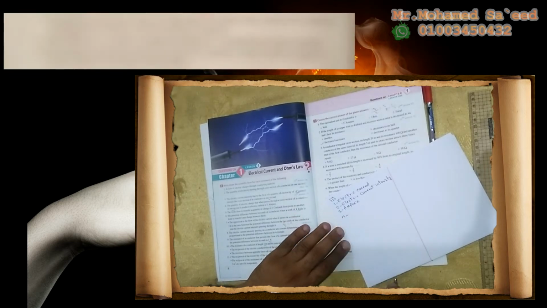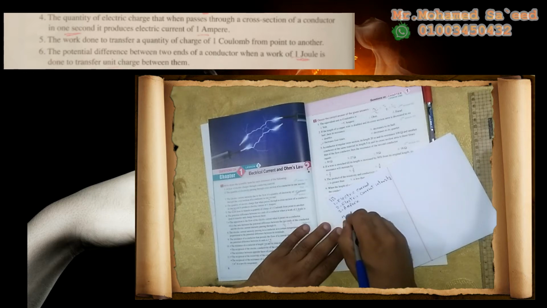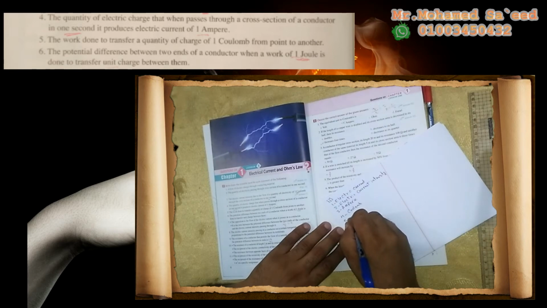Number 4. The quantity of electric charge that when passed through a cross section of a conductor in 1 second produces an electric current of 1 ampere: coulomb. Number 5. The work done to transfer a quantity of charge of 1 coulomb from one point to another: electric potential difference.